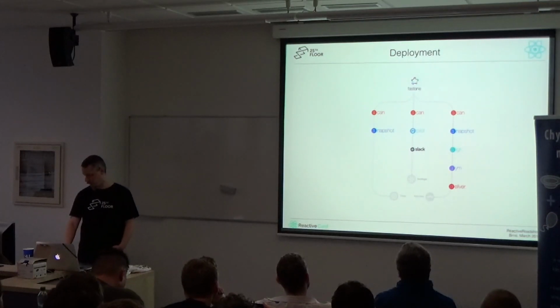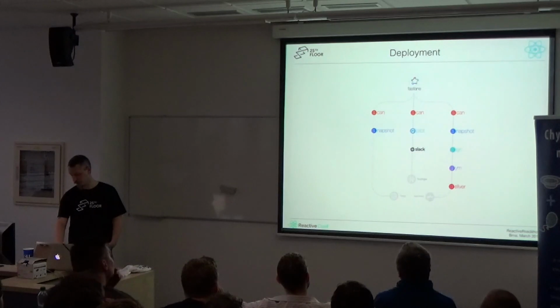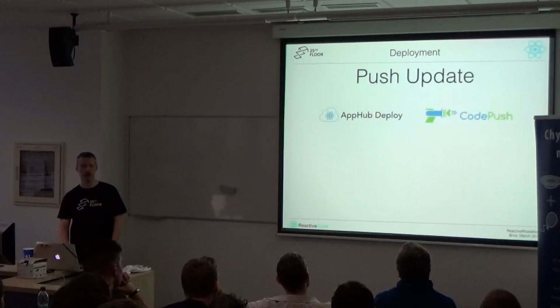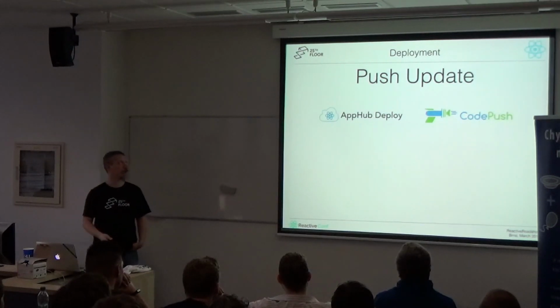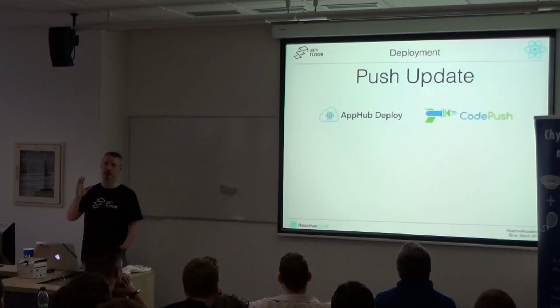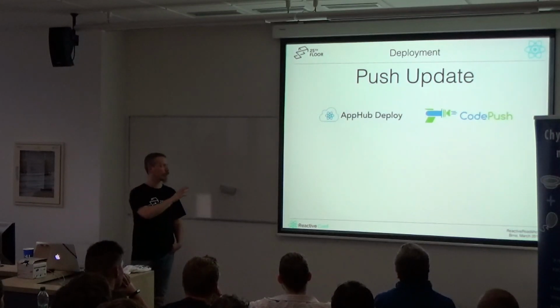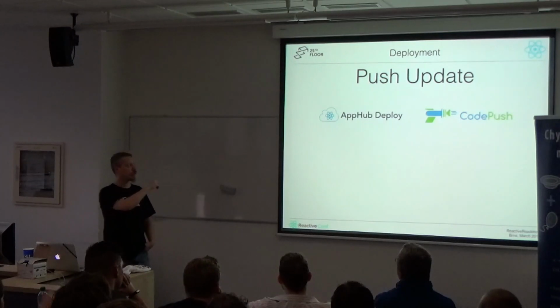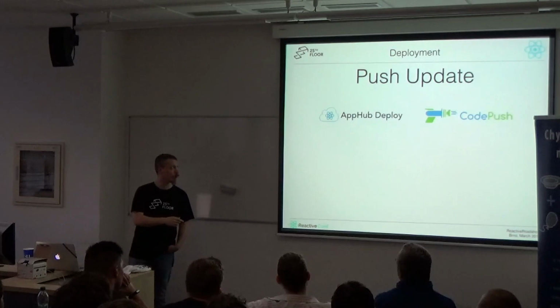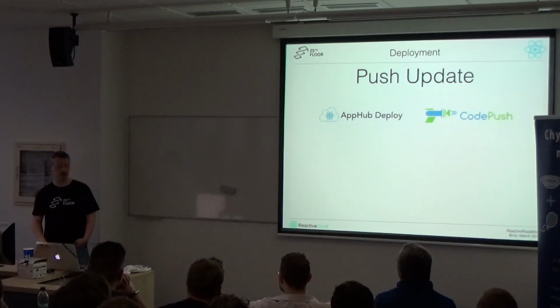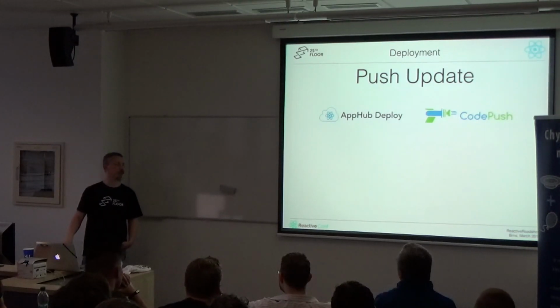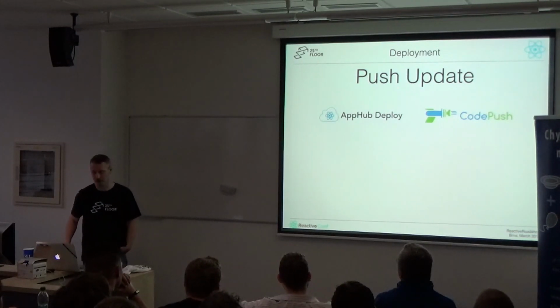And there is the third possibility of deployment. Namely, to circumvent the app stores, Play Store, and to push just your JavaScript application to the clients. So there are two cloud services for that. They do basically the same, the app hub and code push. Code push is open source and is built by Microsoft. You still need to use the Microsoft cloud for that.